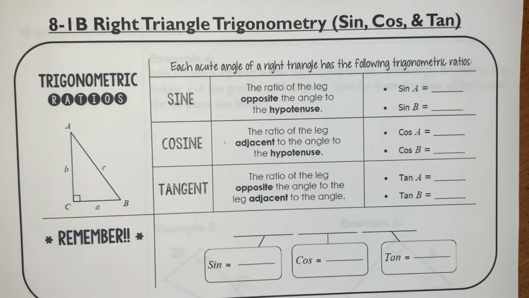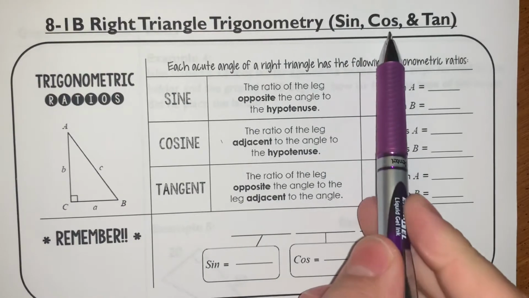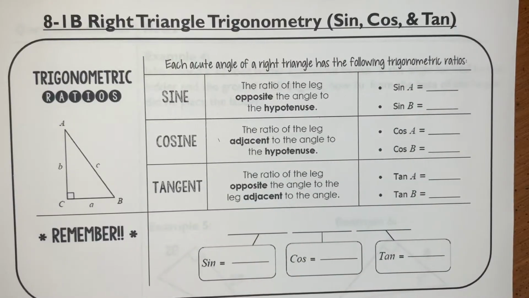Hello everyone. In this section, we're going to be covering section 8.1b, right triangle trigonometry, and we're finally going to know what those buttons, sine, cosine, and tangent, are used for on the calculator.